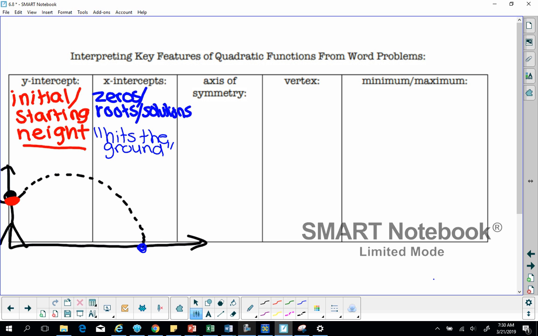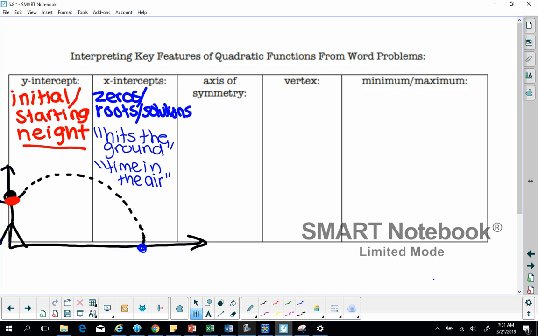So like right here, when the ball hits the ground, or if I'm kicking a soccer ball or throwing a football and it hits the ground, that usually means they want to know what the x-intercepts are. It also refers to the time it's in the air. So if I'm kicking a soccer ball, they want to know the time that it was in the air for. So by the time it hits the ground, that could also be referring to your x-intercepts.